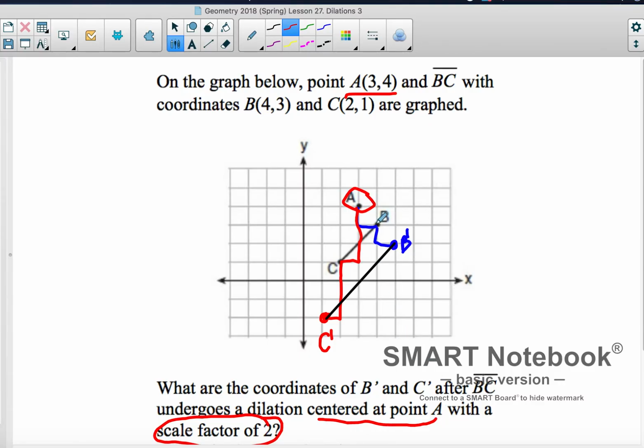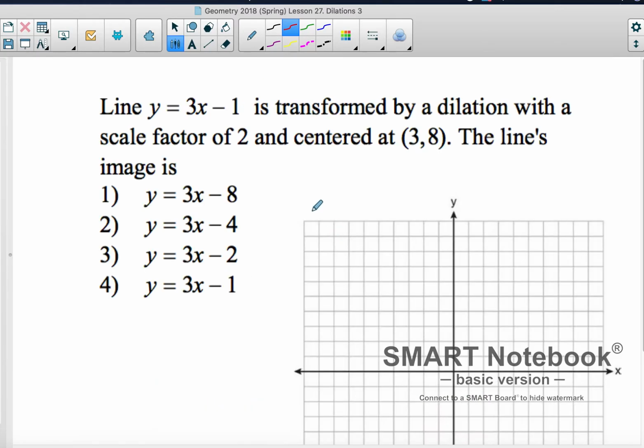We're finding out how far this point is, and we're doubling that. We're finding out how far this point is, and we're doubling that. So all you have to do is do 2 slopes, really, right? Rise over run, away from A. All right? So let's take a look at some more.